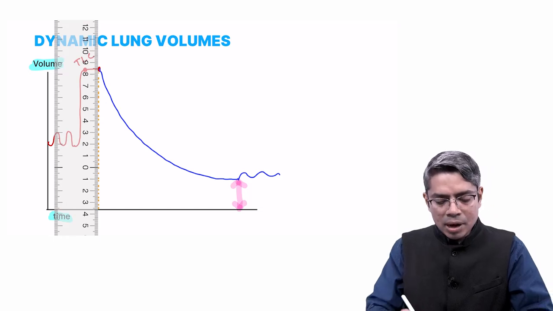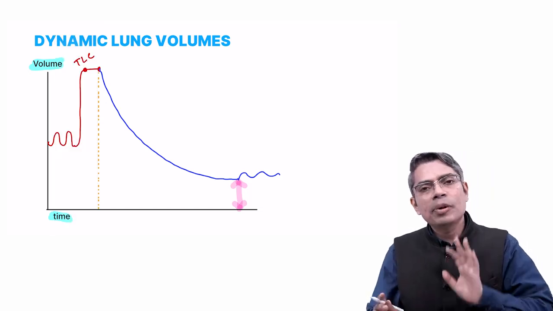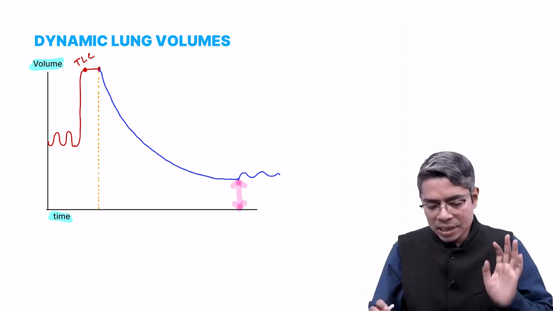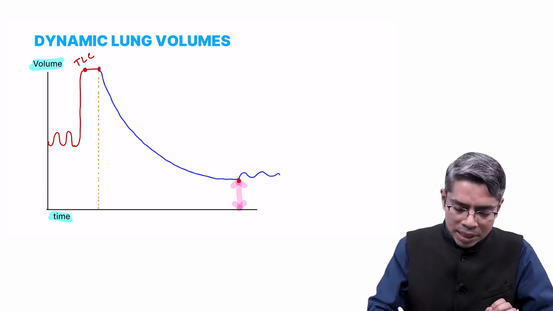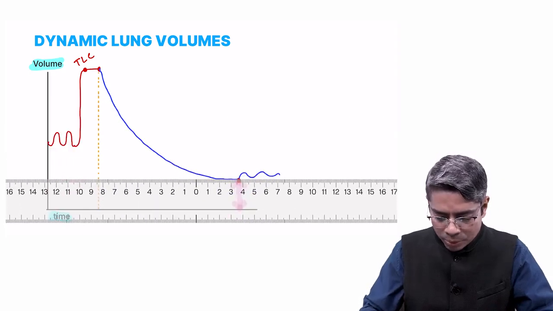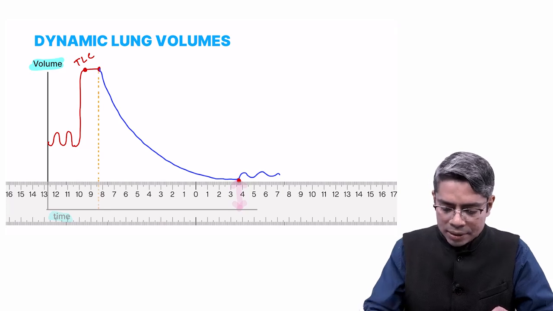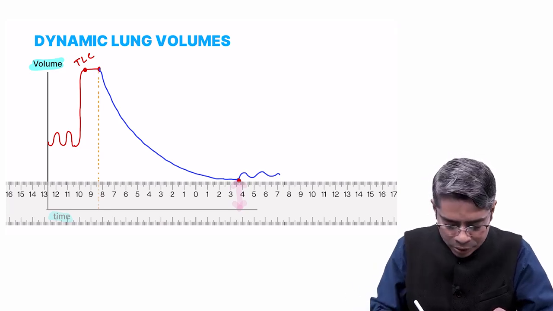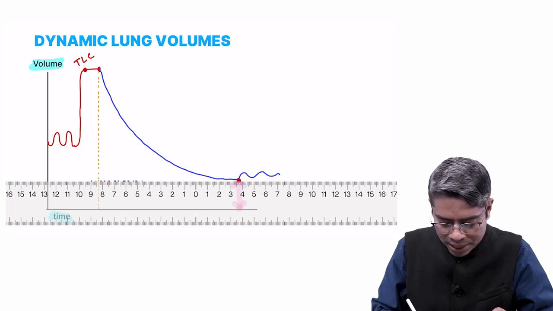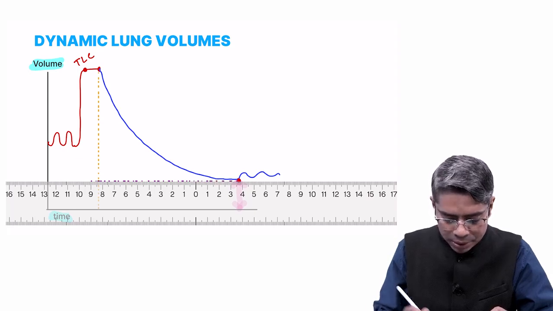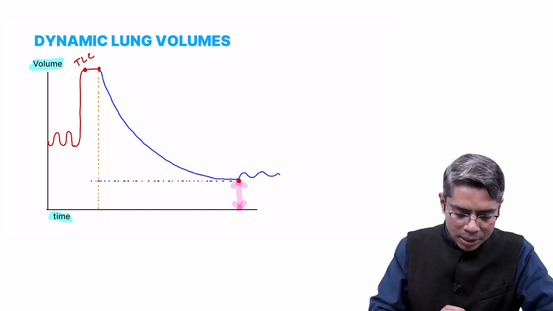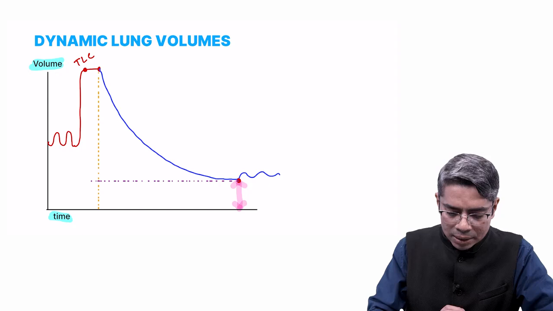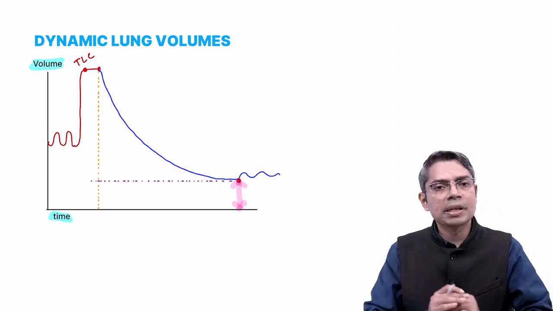Now I have to find out the ending point of the expiration. I can find out here that this is the ending point of expiration. Now from the ending point of expiration, I have to drop one perpendicular on the y-axis. So again I am dropping one perpendicular. This perpendicular is going towards the y-axis. So this is the perpendicular. Now I can find out that these two perpendiculars are cutting one another at a point.